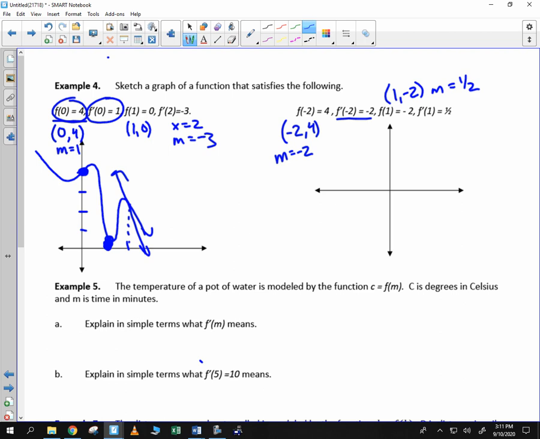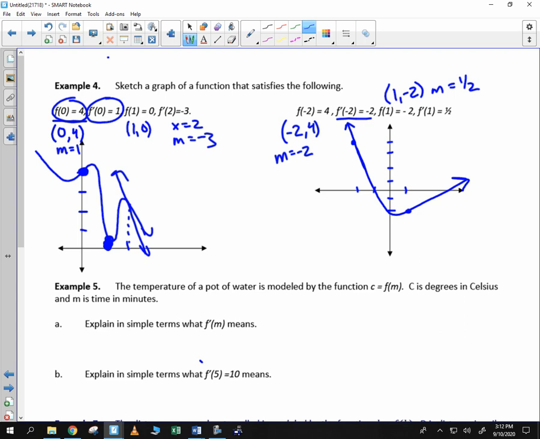So I want to draw a graph that passes through (negative 2, 4) and I want to have a slope of negative 2. Maybe something like that. And then at (1, negative 2), I'm going to have a slope of 1/2. So I'll go over 1, and I'll go down 2. At that spot, I want to have a slope of 1/2. I think that would be a reasonable assessment.